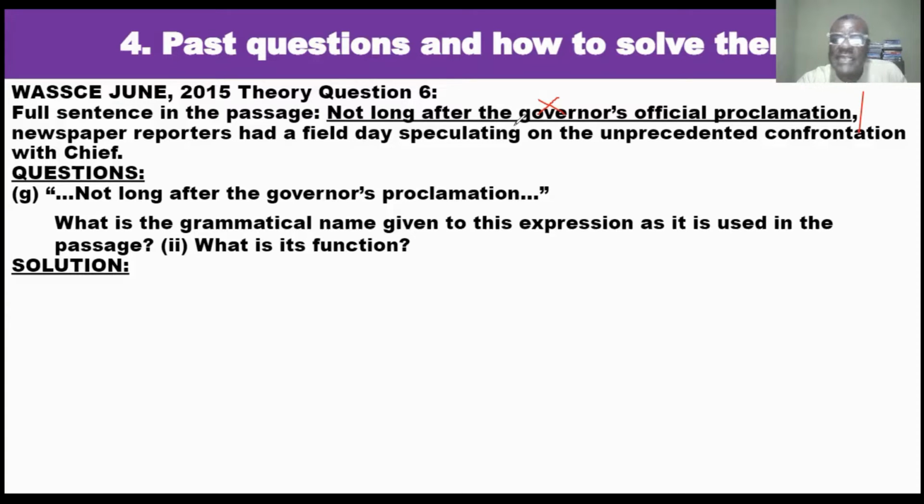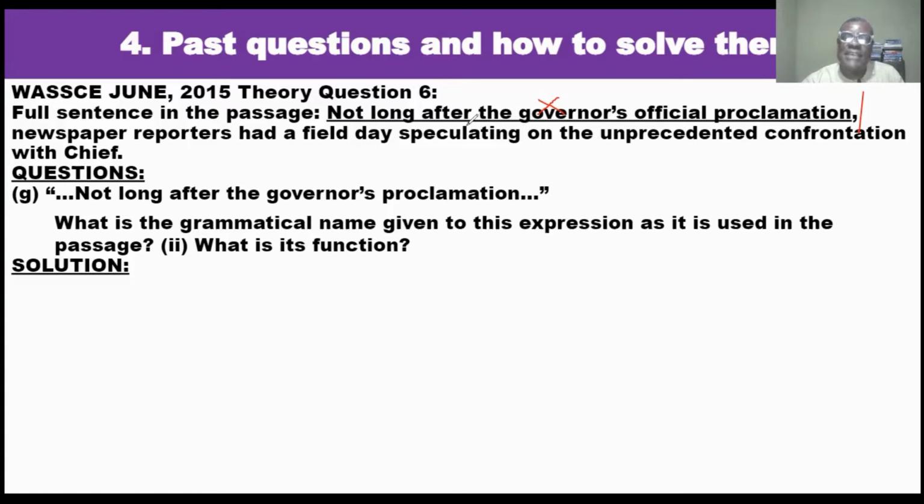Now, if it is an adverb phrase, then it should not have a subject and a verb combined together, because a clause should have a subject-verb combination. Let's read it and find out whether it has a subject and a verb. If it doesn't, then it's an adverb phrase. If it does, then it is an adverb clause. Not long after the governor's official proclamation.